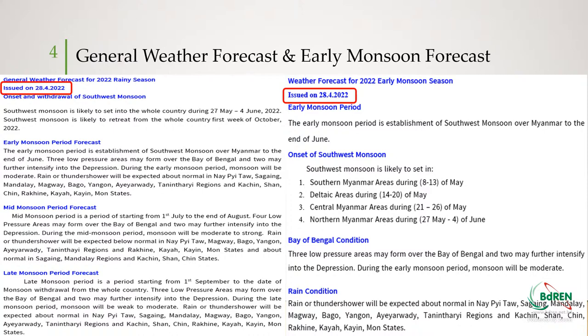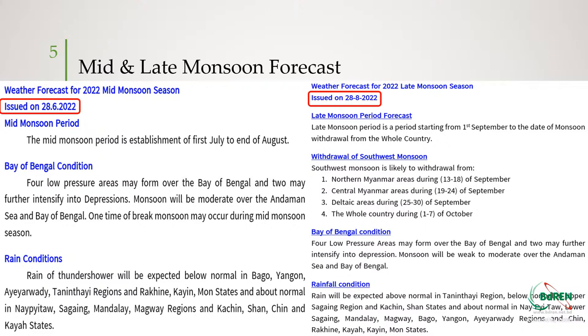In this slide, DMH issued the weather forecast for the 2022 mid monsoon season on the 28th June 2022, and the late monsoon weather forecast issued on the 28th August 2022. Here we mentioned the parameters in the rainfall condition and also the Bay of Bengal condition.